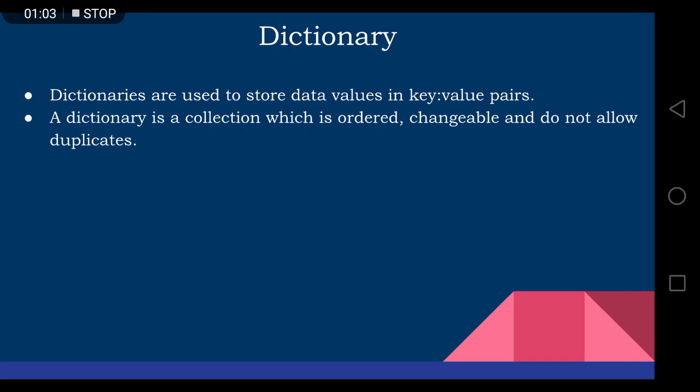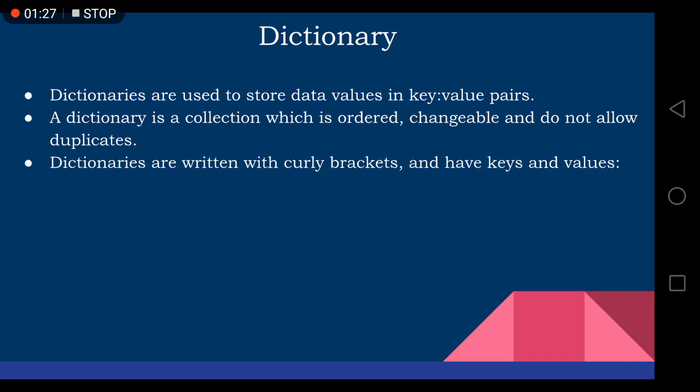A dictionary is a collection which is ordered, changeable and does not allow duplicates. What does it mean? It is in order and it is changeable. That means we can add, delete or modify the values of the dictionary, and it does not allow duplicates. That means we cannot have the same value typed again and again. That is the meaning of not allowing duplicates.